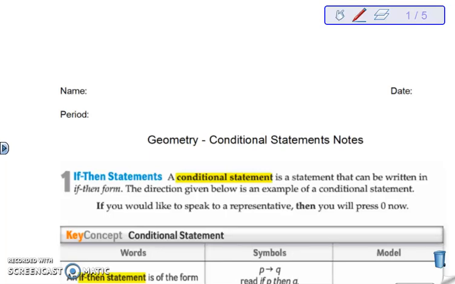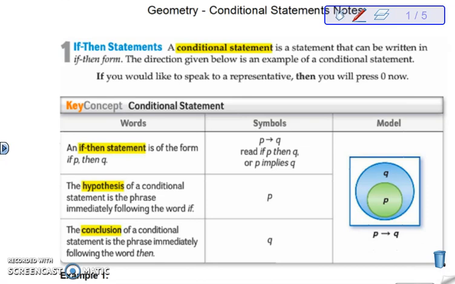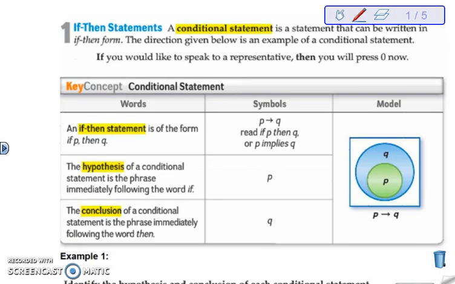All right, so today we are talking about conditional statements. This is similar to what we were talking about previously with the conjunctions and the disjunctions, only this time instead of an and or an or, our statements are connected in the pattern of if and then. So if P, then Q. The symbol for this is a little arrow. So when you see the little arrow, it is saying if P, then Q.